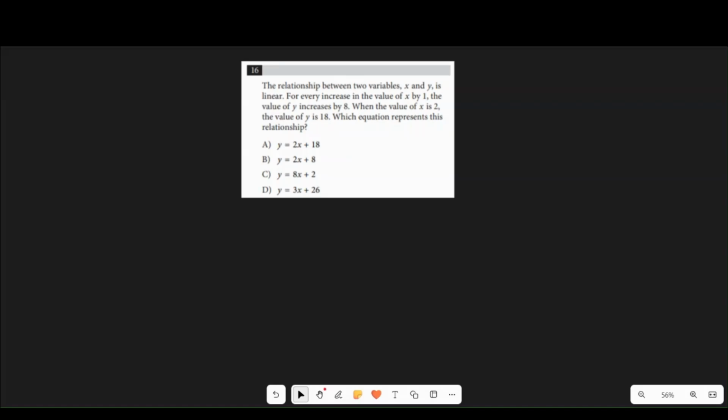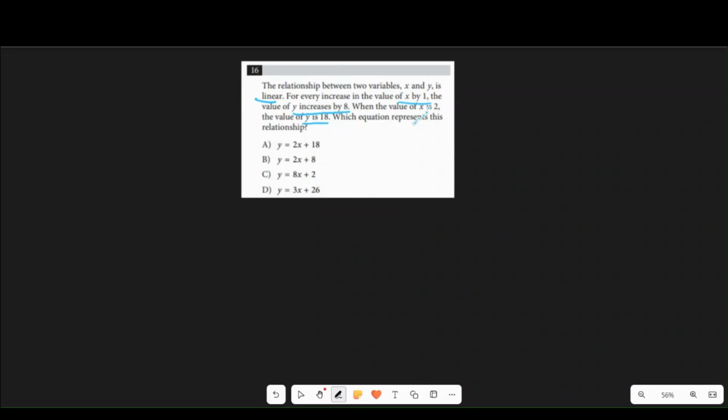This is from the official 2024 Test Bundle 6 Math Module 1. The relationship between two variables x, y is linear. For every increase in the value of x by 1, the value of y increases by 8. When the value of x is 2, the value of y is 18. Which equation represents this relationship, right? So we basically need to choose which one of these is the line represented by this linear relationship, right?